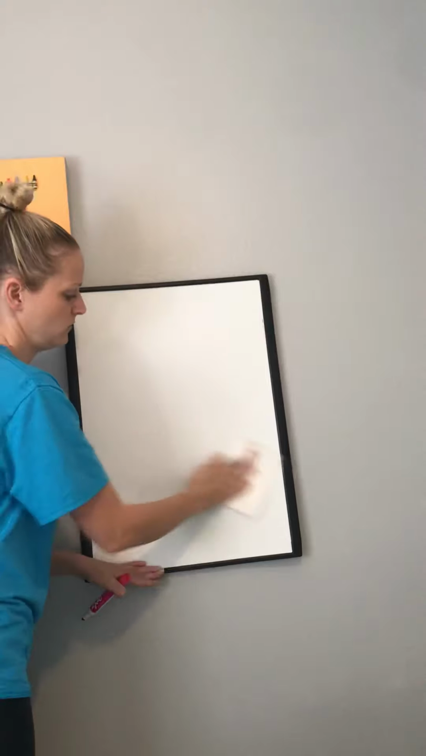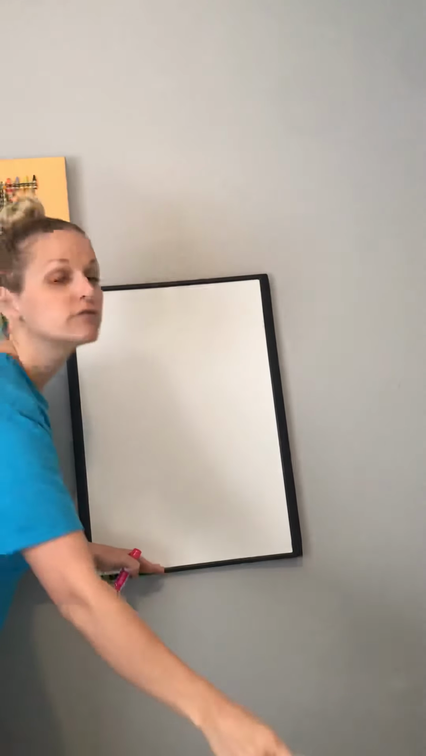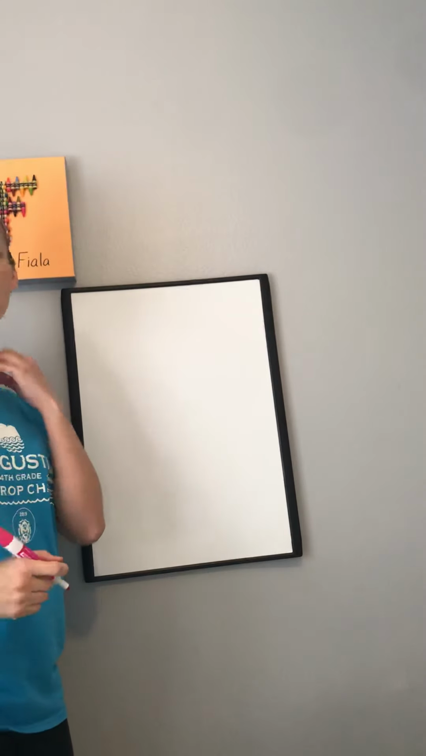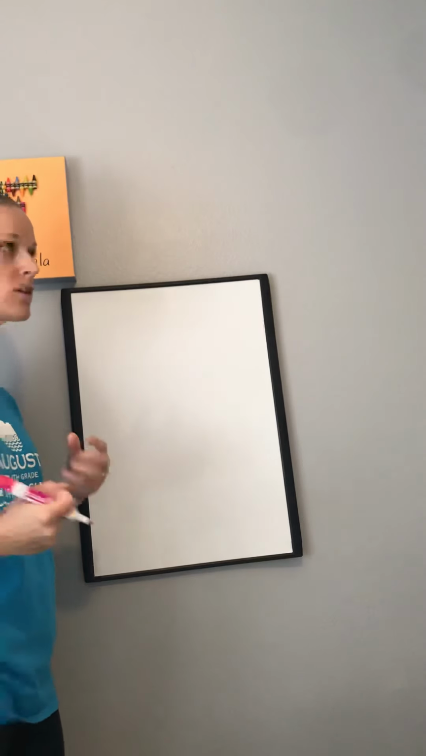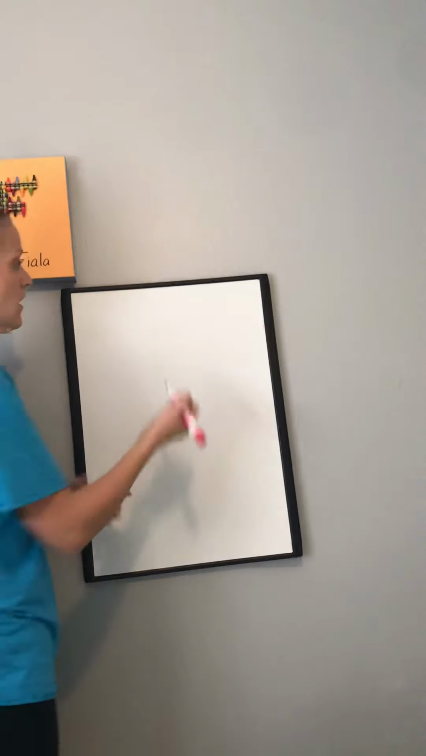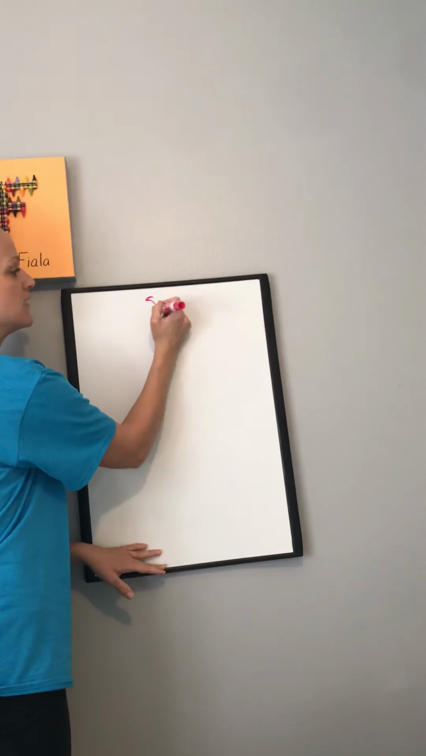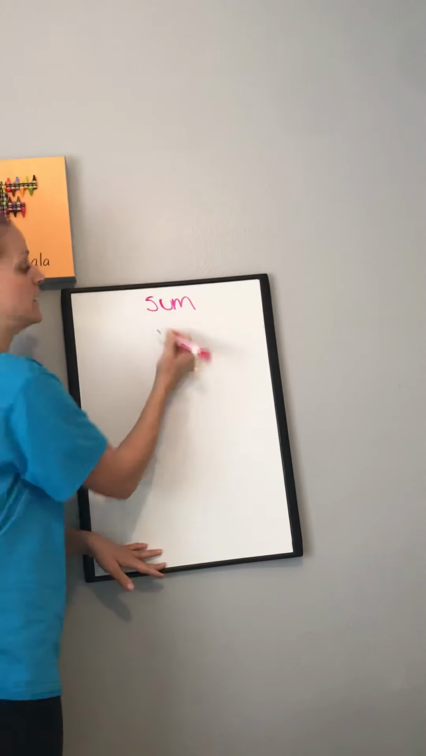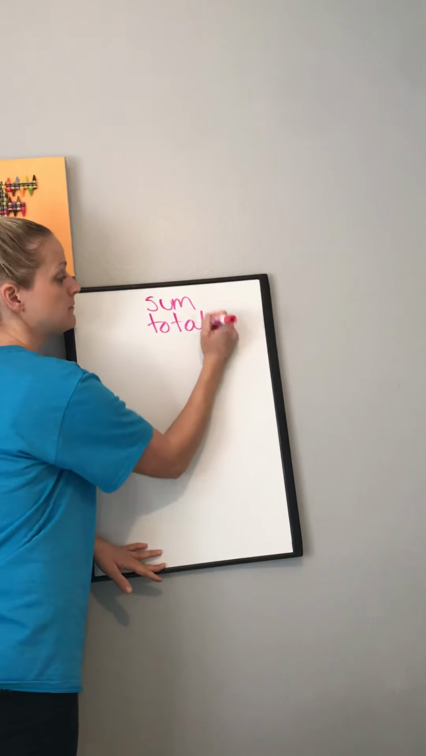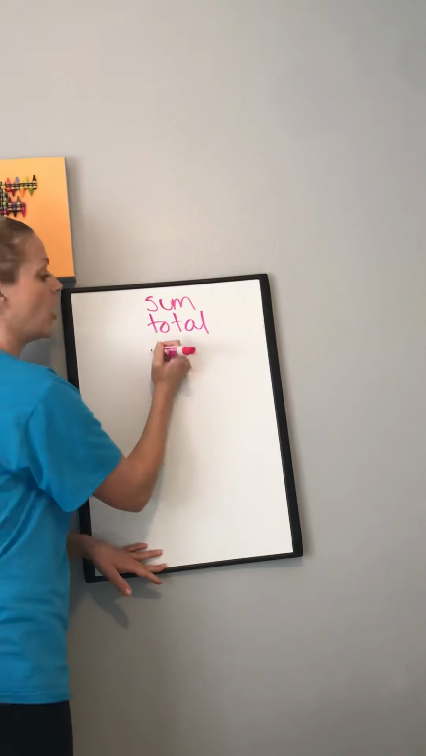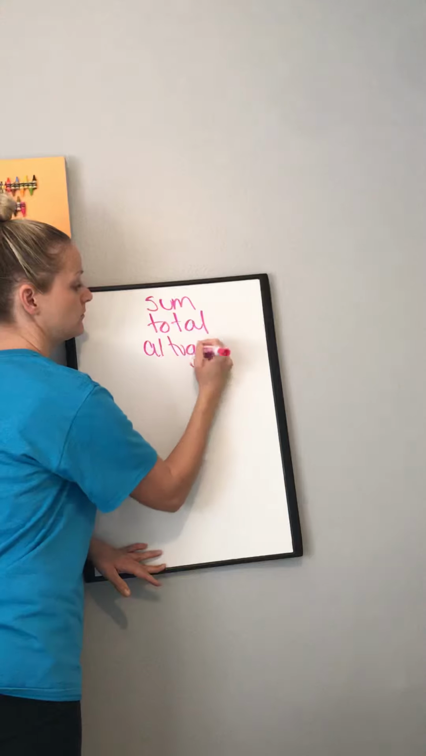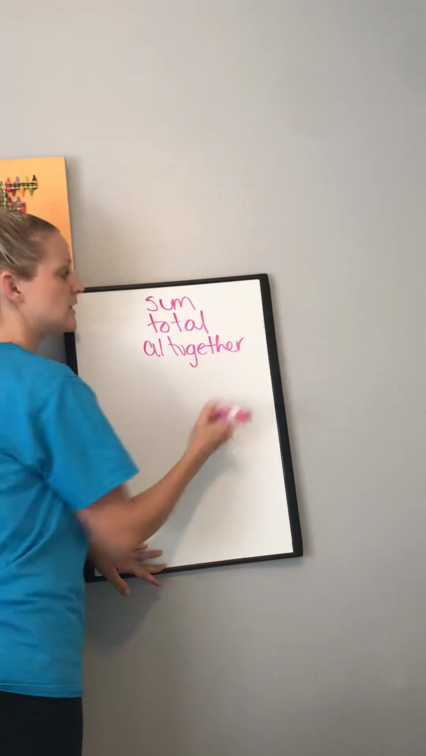Okay? We also added fractions with denominators of 10 and 100. Now, for addition, you need to remember some keywords. What are some keywords for adding? Well, if you're adding, you're finding the sum. We're finding the total of something. All together is a keyword.